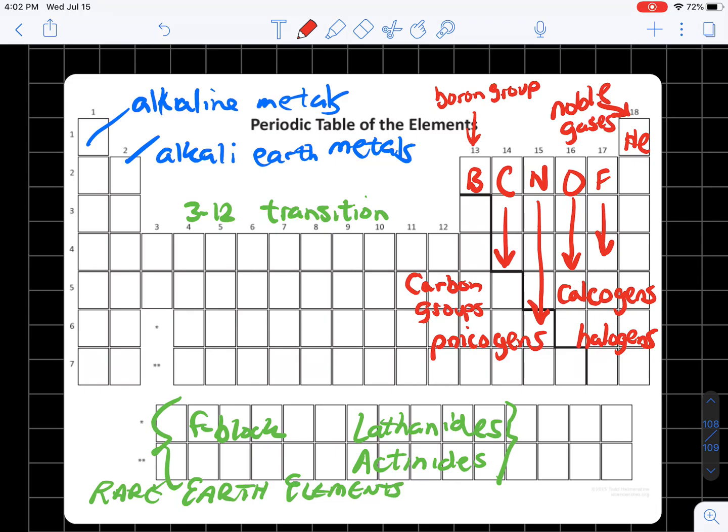And that's it. That's it for Chapter 6. Chapter 10 is all about periodicity, how the periodic table is shaped to allow us to predict certain chemical and physical properties. But for now, that's it. So, thank you very much.